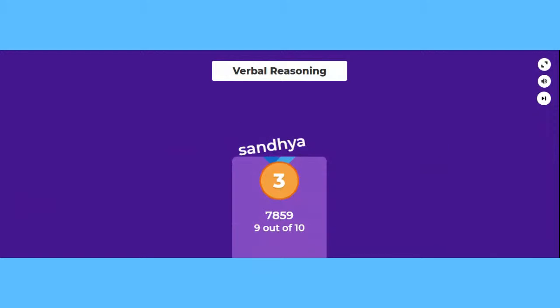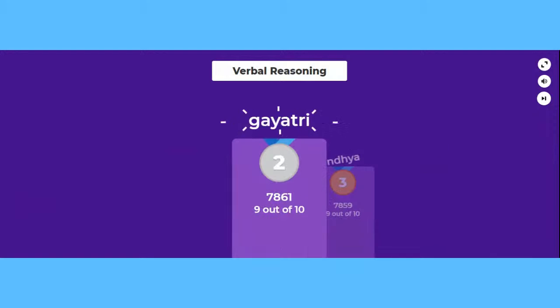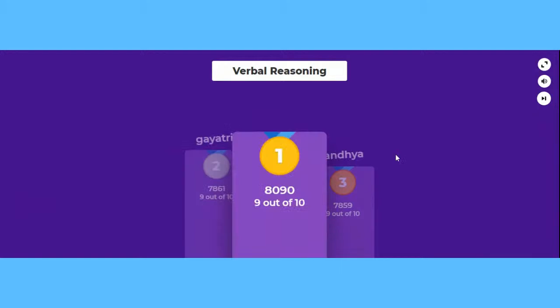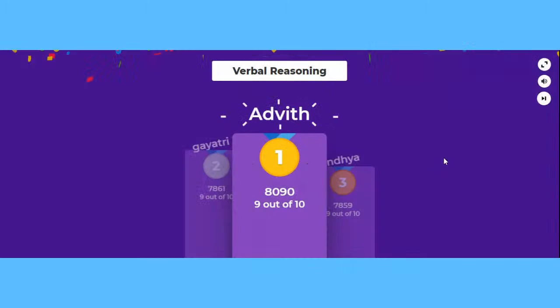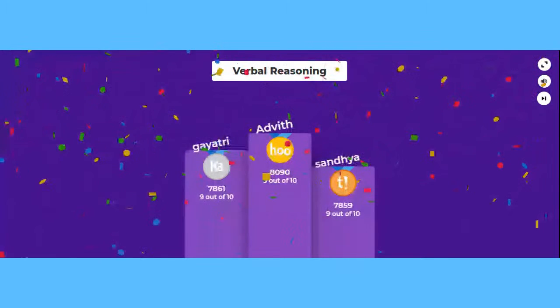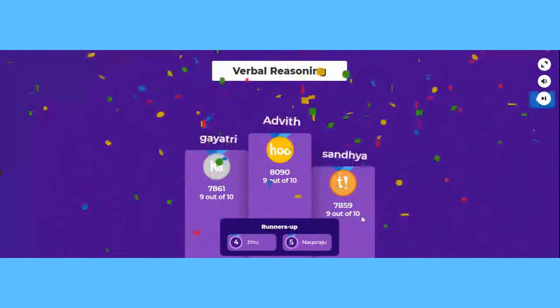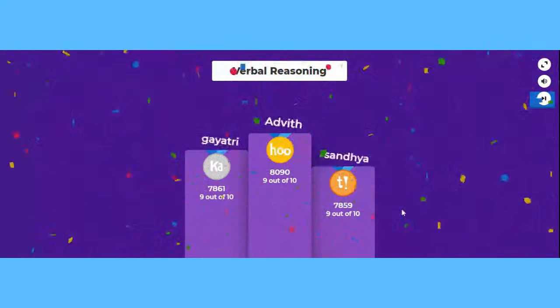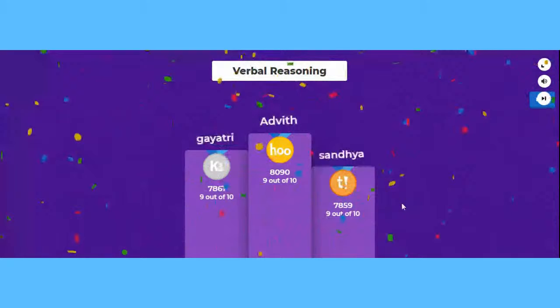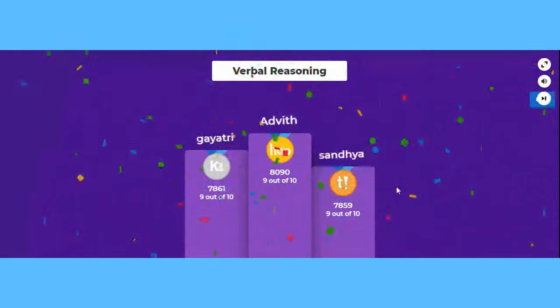Third comes Sandhya. I congratulate you, Sandhya. And next is Gayatri. I congratulate Gayatri also. And first comes Advait, and the runner-ups are Jittu and Nagaraju. All the best in the next quiz, and I hope we will meet soon.